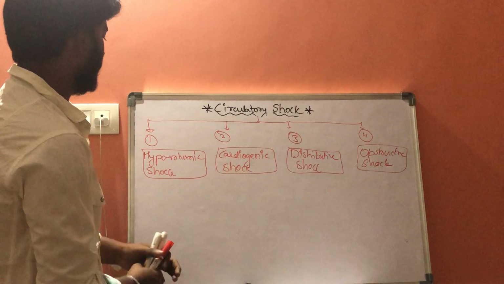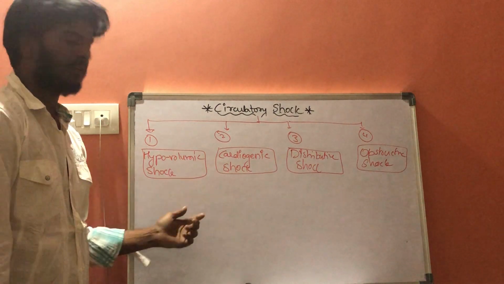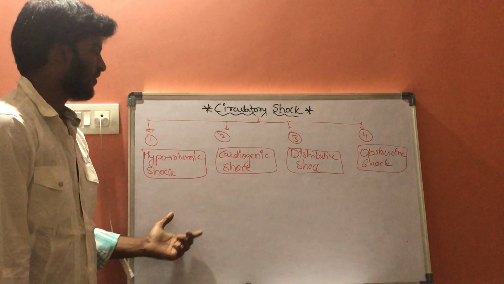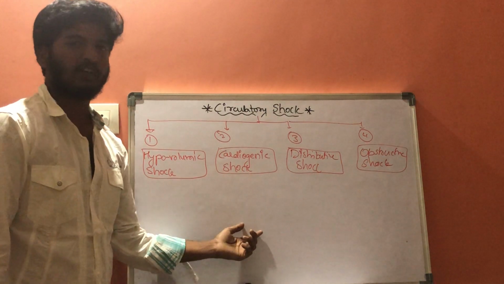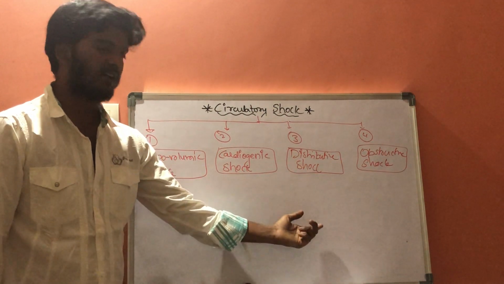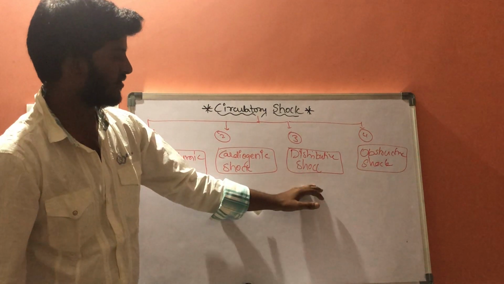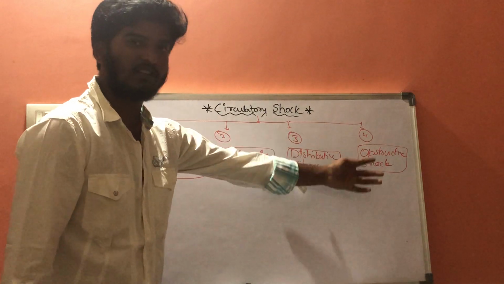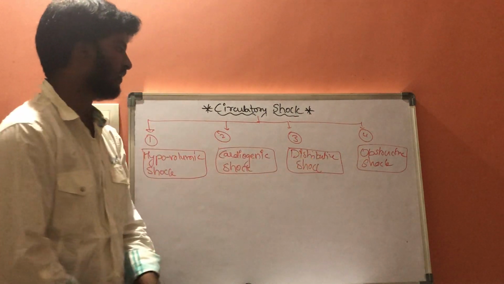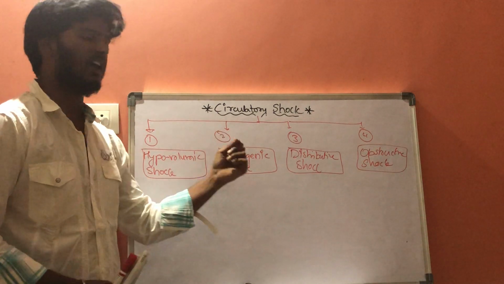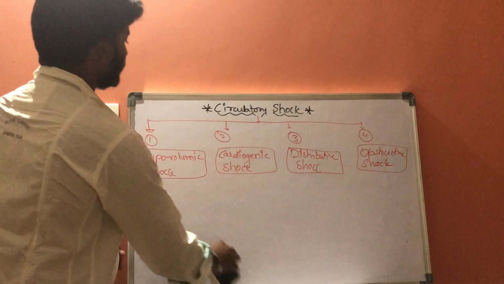That is, the first one is hypovolemic shock, and we have discussed what hypovolemic shock is and the causes for hypovolemic shock, and cardiogenic shock and its causes, and distributive shock and its causes, and what shocks can be studied under distributive shock, and obstructive shock and what the causes for obstructive shock are. Now let us discuss the stages of circulatory shock.